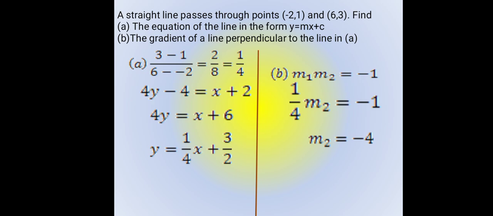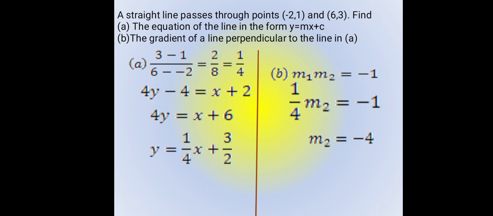So the change in y over change in x is (3 minus 1) all over (6 minus -2), which is equal to 2/8, which is equal to 1/4. That's the gradient of the line. Now, substituting y and x for any of the points, that's (-2, 1) or (6, 3), and equating to the gradient 1/4, we should get the equation of that line. The equation of that line is y equals 1/4 x plus 3.